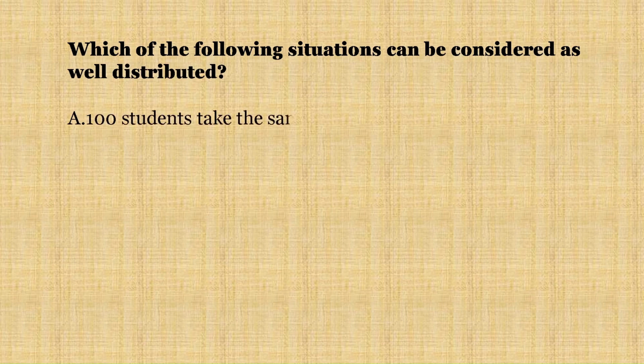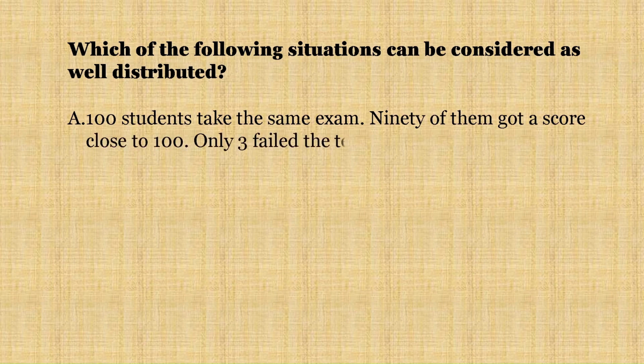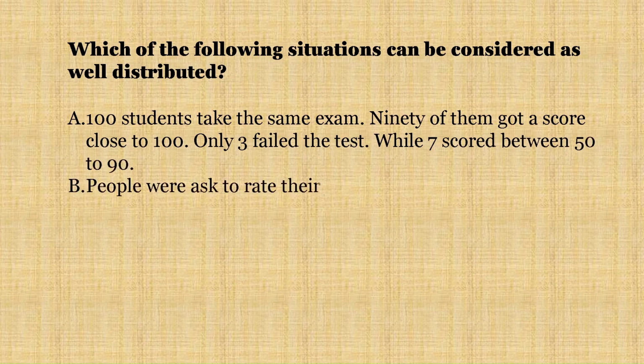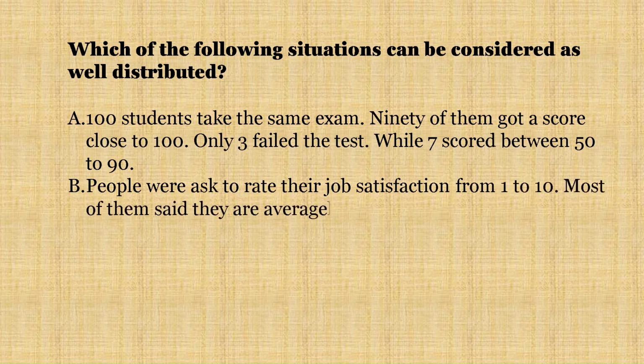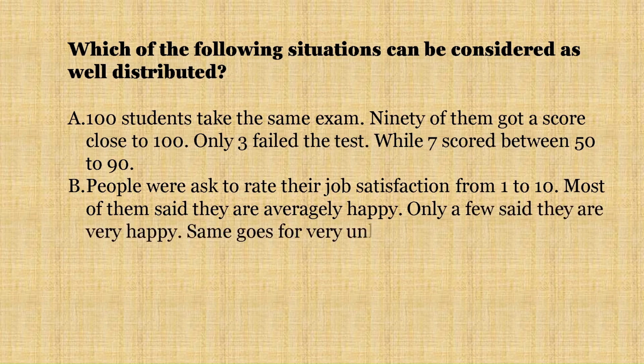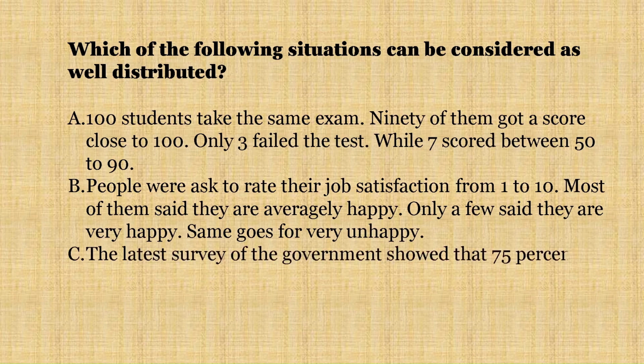Which of the following situations can be considered as well distributed? A. 100 students take the same exam. 90 of them got a score close to 100. Only 3 failed the test, while 7 scored between 50 to 90. B. People were asked to rate their job satisfaction from 1 to 10. Most of them said they are averagely happy. Only a few said they are very happy. Same goes for very unhappy. C. The latest survey of the government showed that 75% are considered poor, 15% are considered middle class, and 10% are considered rich.